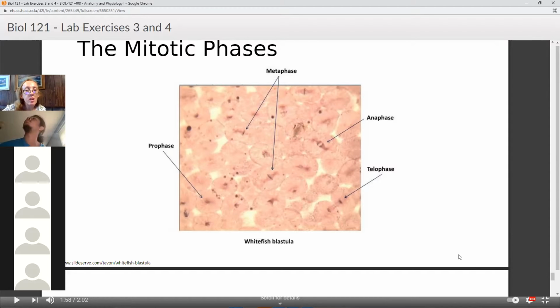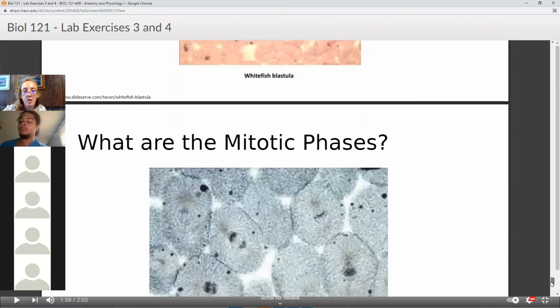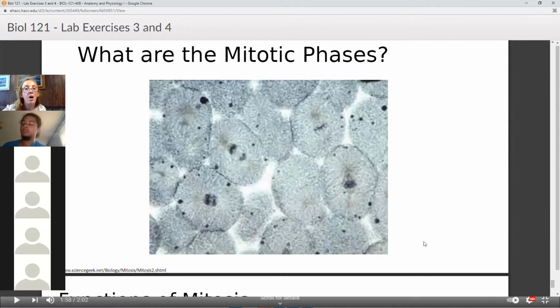Practice being able to look at a cell and distinguish whether it's in prophase, anaphase, metaphase, or telophase. Example here, interphase. I can't see any real condensed chromosomes.